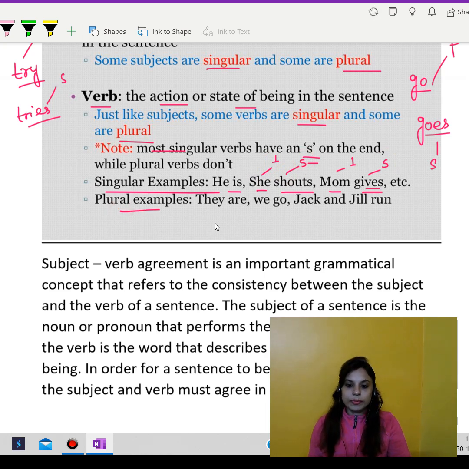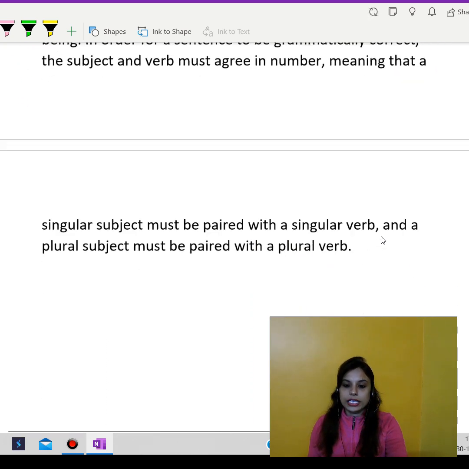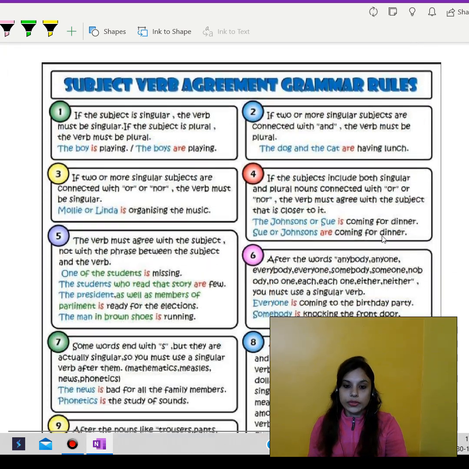Let's go through some plural examples. They are. They means many people, so are. We go. Go is a plural verb. Jack and Jill run. Run is a plural verb and runs is a singular verb. Hopefully now the concept is clear regarding the verbs. Let's move over to some other examples and some rules also.